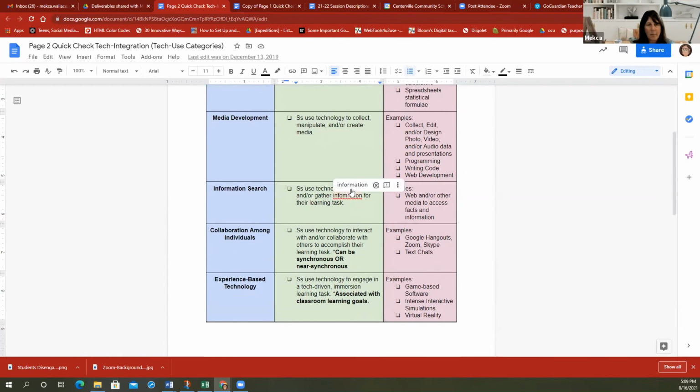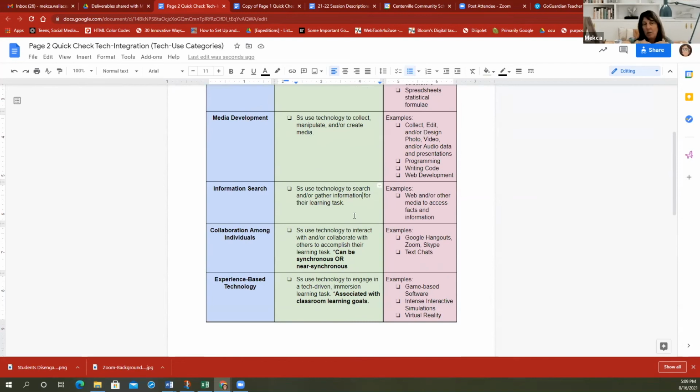Oftentimes, oops, I have a little typo here. Oftentimes when students are really just looking for research, and these are okay, because what Jerry Valentine will say is you want a balance. You want to have lower level and higher level, like a 50-50 or a 40-60.